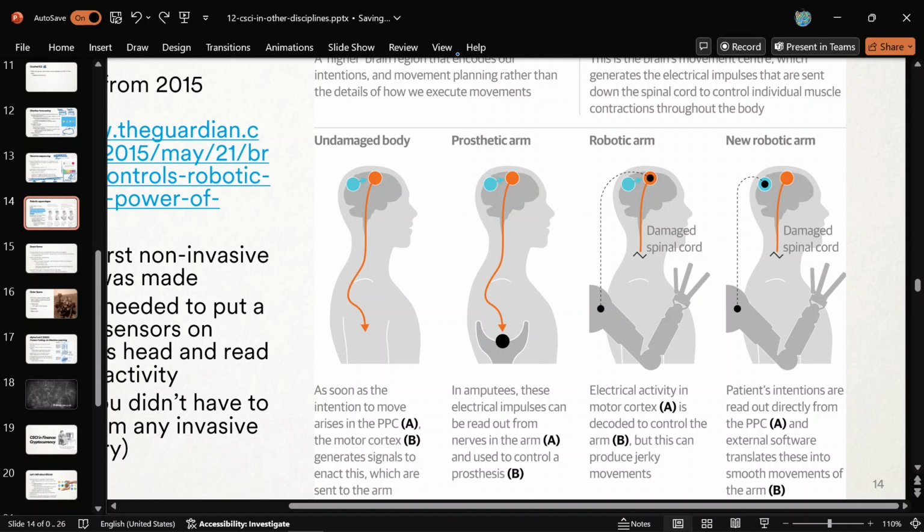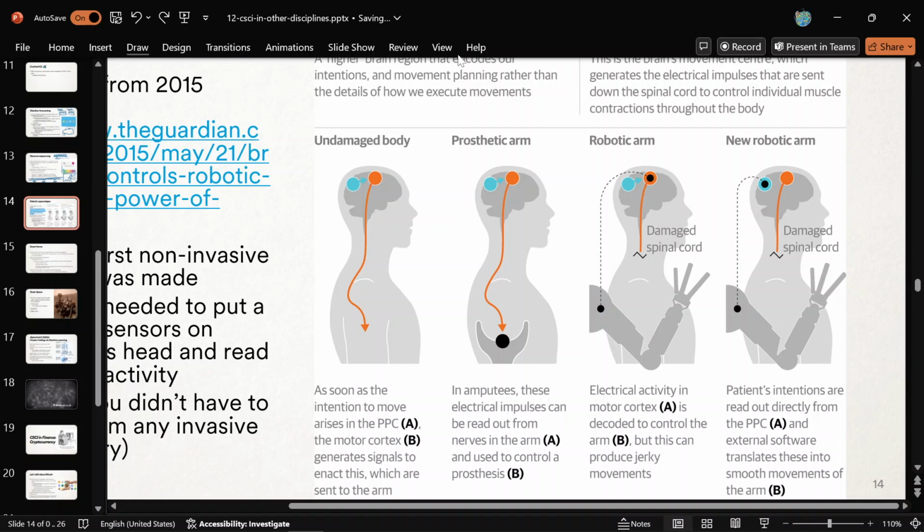For a robotic arm, the difference is the signal doesn't get to the arm anymore. There's something wrong with the path, usually through the spinal cord, to get the information about 'I want to move this arm' down to the actual arm. So they have to hook in instead into the brain. That's the difference in where they hook in for a robotic arm versus a prosthetic arm. They hook in into the brain, and the signal's still good up there, and then they hook that into the robotic arm, and then it gets moved.